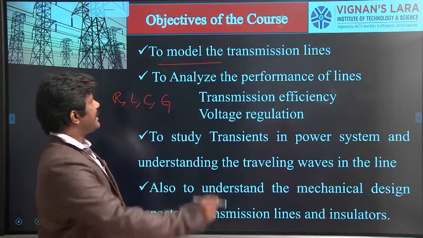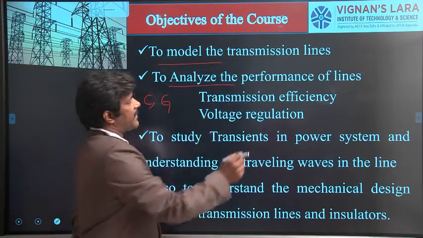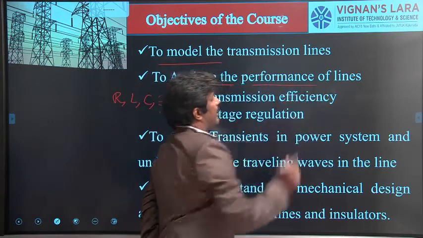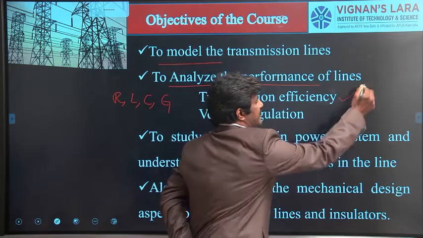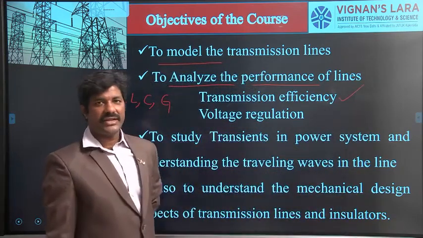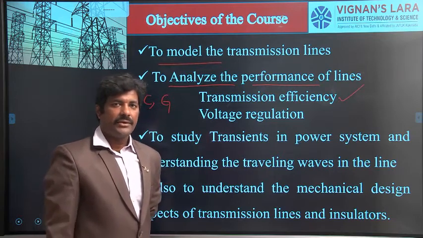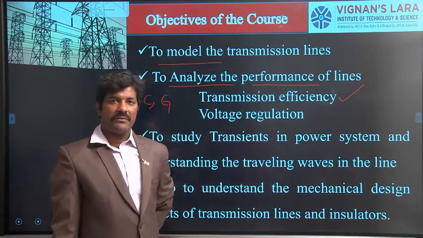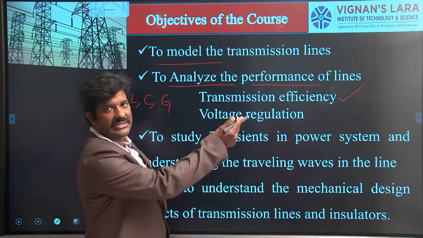So after modeling the transmission line, the next objective is we have to analyze its performance considering 2 parameters, like analyzing the performance of the transmission line in terms of its transmission efficiency, where we should take care to transmit the electrical power without power wastage, so that we can say that its efficiency is very good.